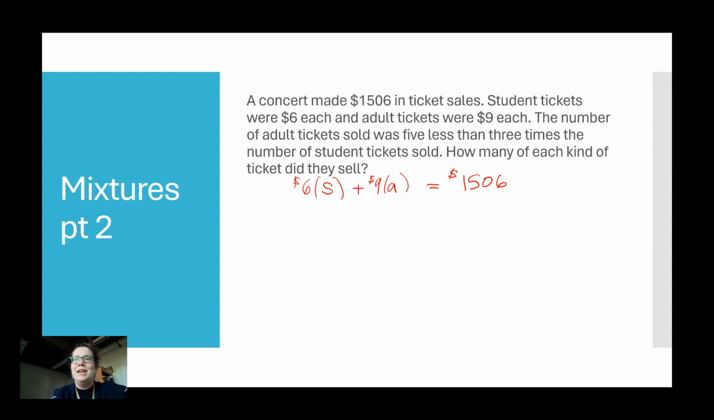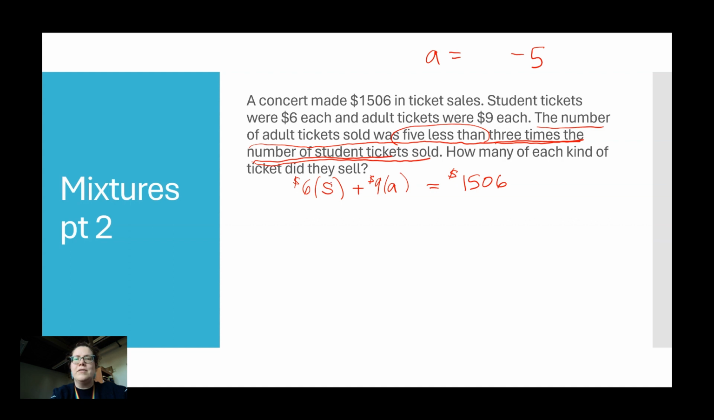All right, now we need to use that next sentence. The number of adult tickets sold was 5 less than 3 times the number of student tickets sold. Let's break that down. Adult tickets was 5 less than. Be careful, that always goes after, right? That's the -5. It's not 5 minus. It's taking away 5 from whatever we have next. 5 less than 3 times the number of student tickets.